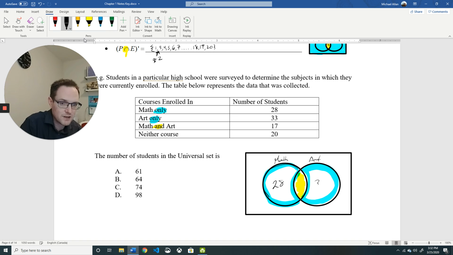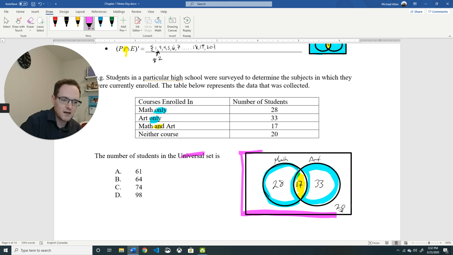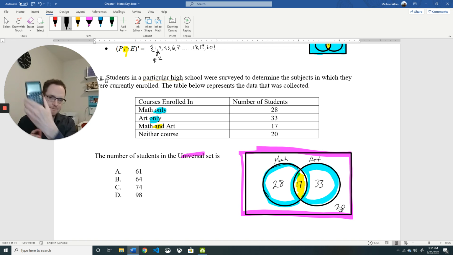On this side over here, I have 33 kids, and I have 17 kids doing math and art at the same time. But I also have these 20 goats out here, these 20 kids that are doing nothing. So my universal set, if you remember before, is everything in this box. My universal set is just going to be the addition of all these numbers here. You pull out your calculator, and you just go 28 plus 17 plus 33 plus 20, and you get 98. So my answer for this one would be 98.